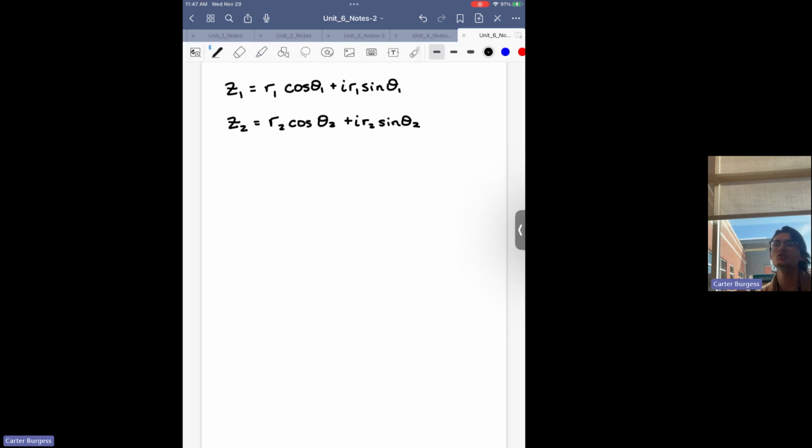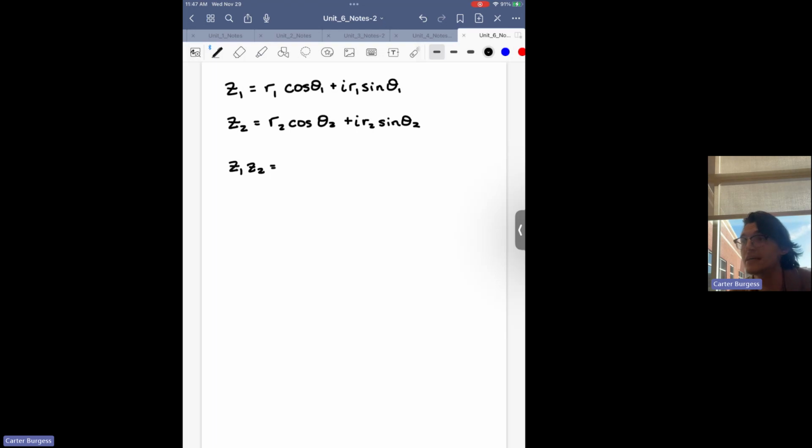And I want to multiply them together. And we're going to say that dividing is going to basically give us the same result because it ultimately does. But let's say we want to do out this multiplication. So Z1 times Z2.